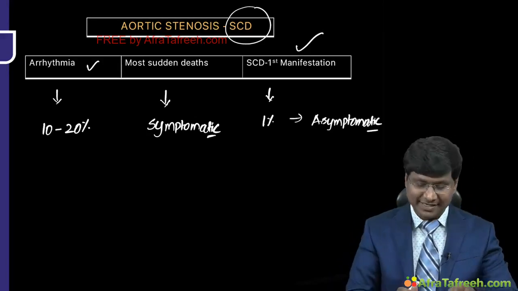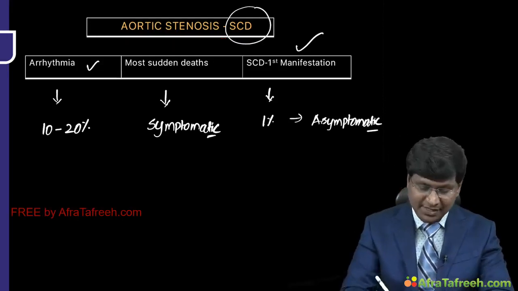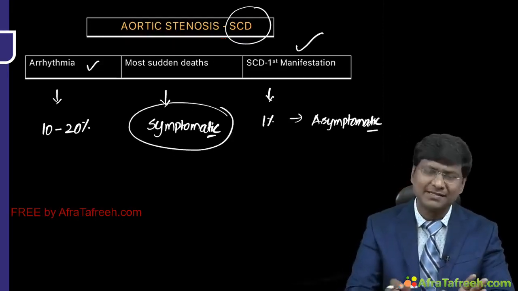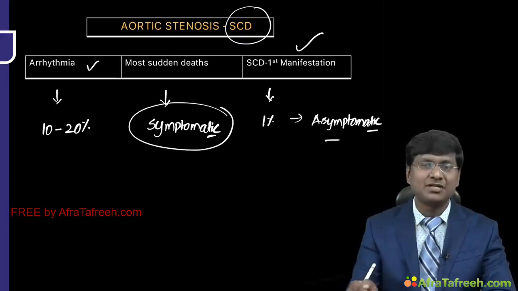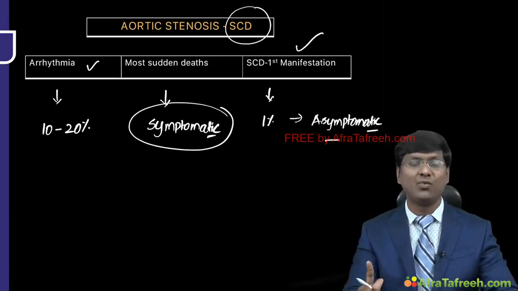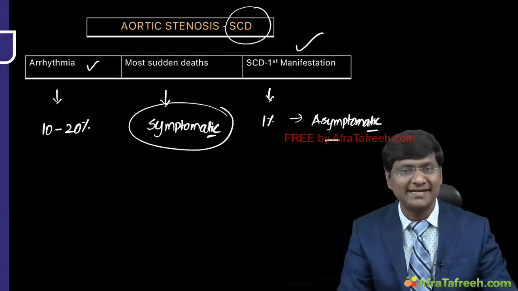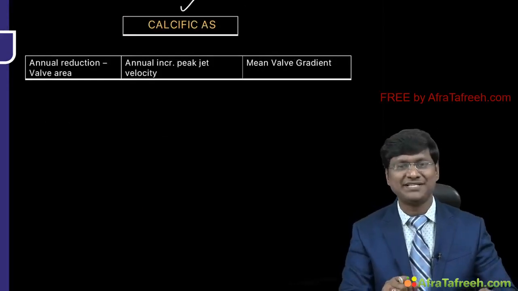Okay, right? So arrhythmia causing sudden cardiac death, 10 to 20% of individuals. Individuals previously symptomatic, there is chance of sudden cardiac death. But asymptomatic individuals presenting with sudden cardiac death as a first manifestation, it is just only 1%, and it is very uncommon, right? Then followed by that, you take this terminology called calcific aortic stenosis.